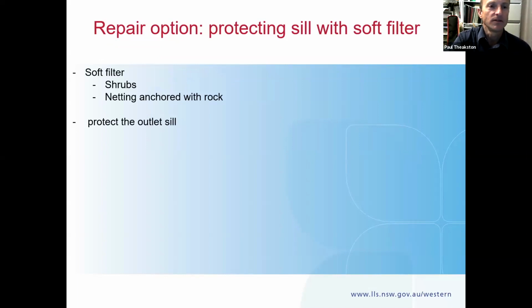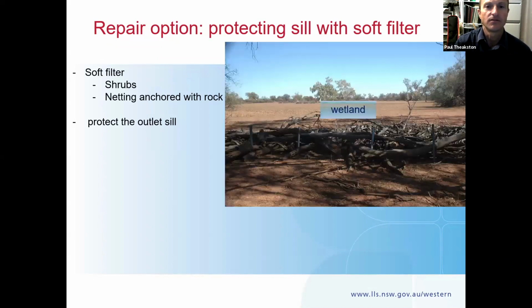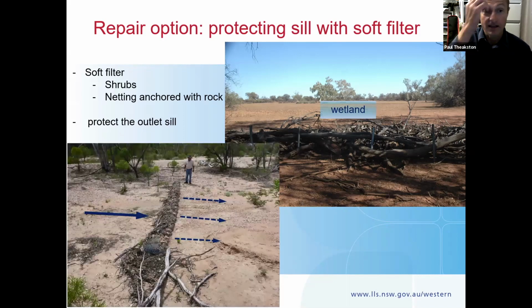We've been using soft filters, whether that's shrubs or netting anchored with rock. This is a picture from Hugh where there's a wetland in the background and just a whole heap of shrubs and timber that have been anchored down with steel pickets just to keep them in place. And that protects that soft rim from getting eaten down or eroded down by stock padding over it. So that's one way. Another way is netting, which is anchored with rock.